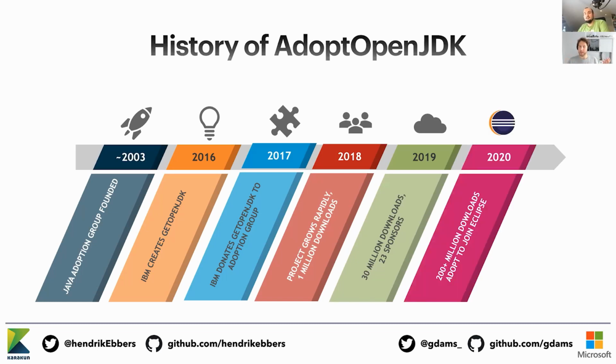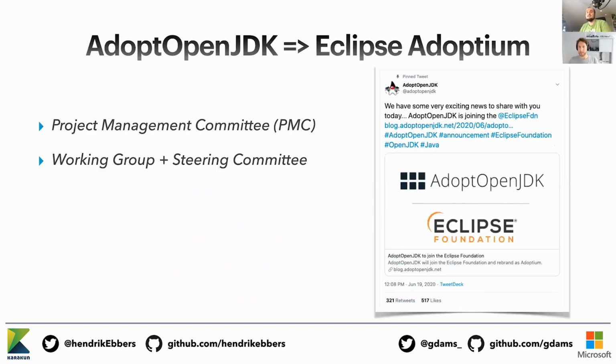Moving into 2020, there's two pretty exciting things. I think last week we announced that we hit 200 million downloads, which is just insane. I don't know if you can see the flow here, but it's a pretty aggressive curve. A lot of people downloading our binaries. And also, really excitingly, AdoptOpenJDK has announced that it will join the Eclipse Foundation. So let's dive straight into that.